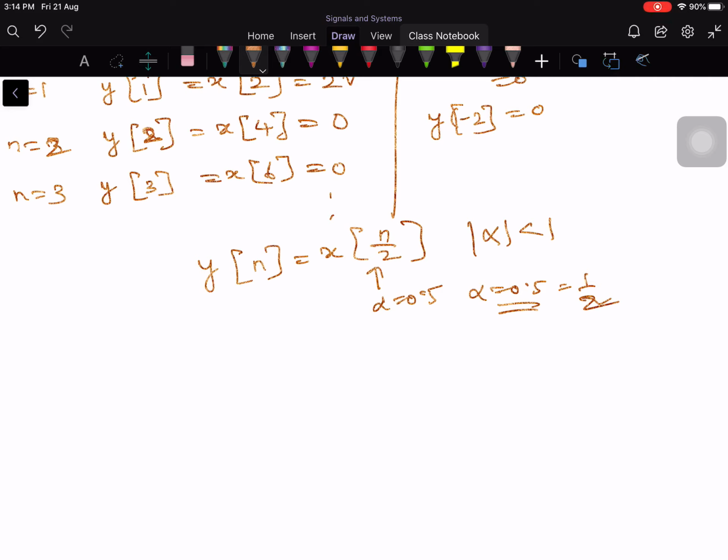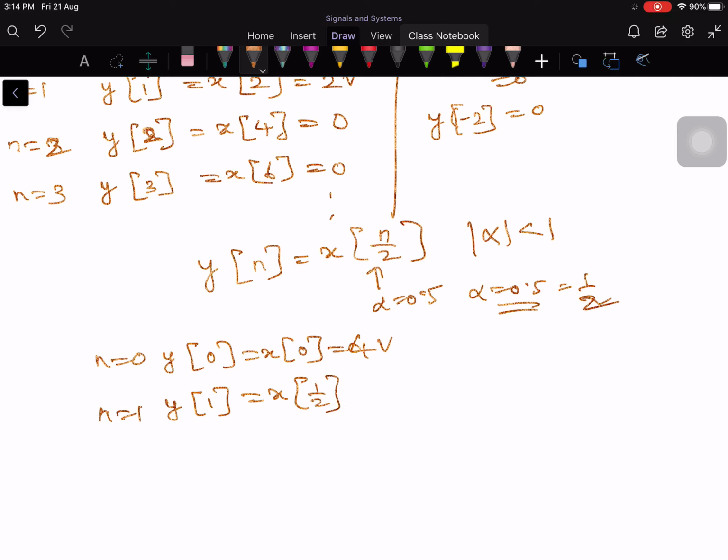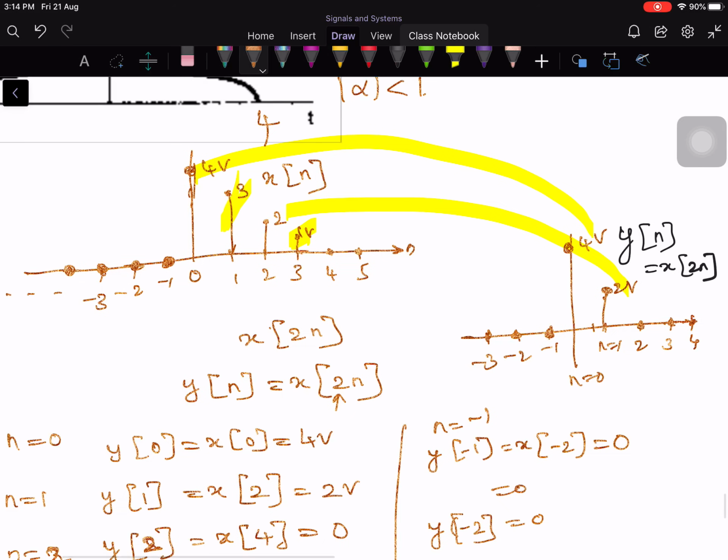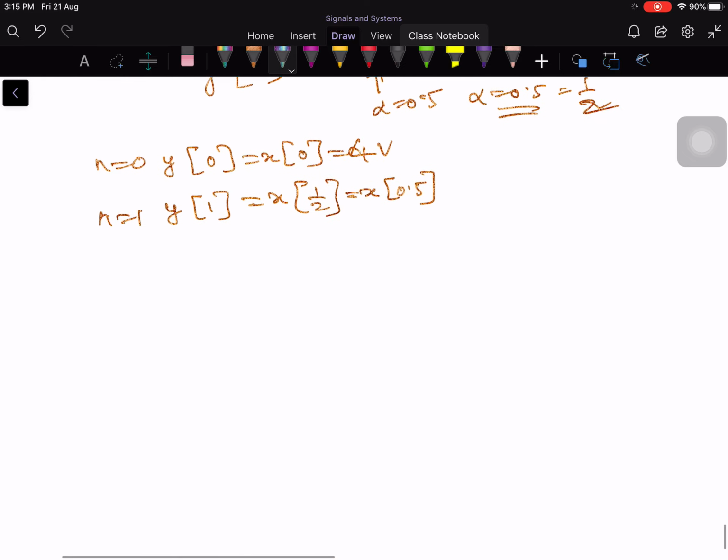Substitute n equal to 0, y of 0 is equal to x of 0, which is 4 volts. Then n is equal to 1, y of 1 is equal to x of 1 by 2, that is x of 0.5. What is the value at n equal to 0.5? Look at this figure, this is n equal to 0.5. At 0.5, in between there is no value, it is 0. You have values only when n takes integer values. Therefore at 1/2 it is going to be 0.